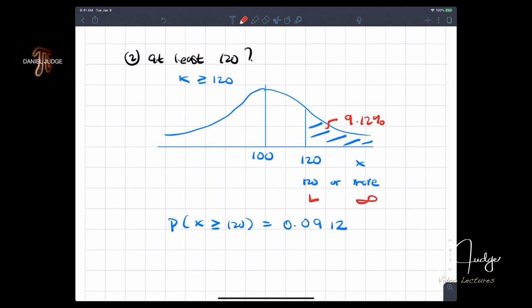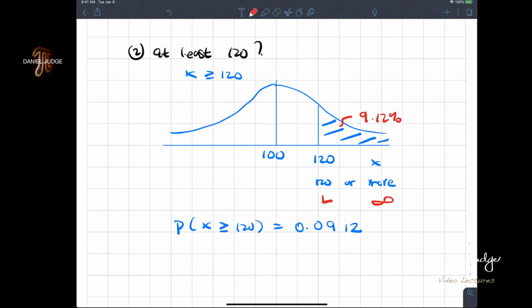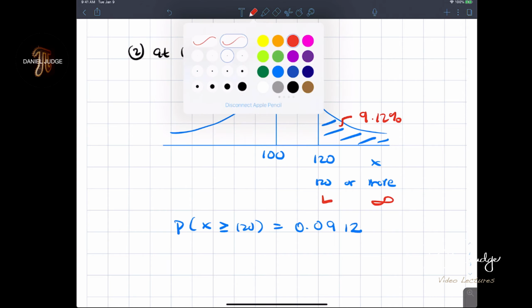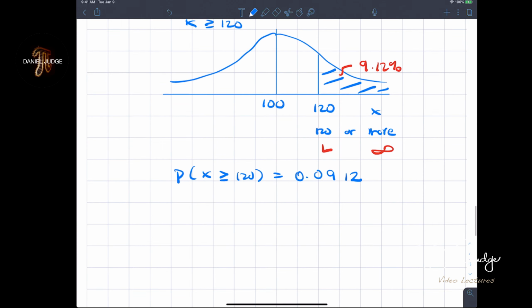So here's what you guys would have to do. Okay, 0.0912 is 9.12%. And this is how you actually go about some of these questions. It's in your book. Now, some of you guys are going to say, oh, Mr. Judge, I want to do the procedure. Okay, if you want to do the procedure, that's fine. Let's note, I want you guys to note that this is a right tail situation.